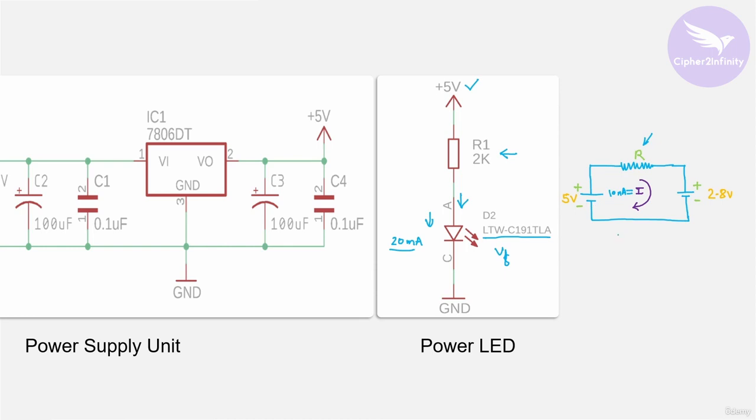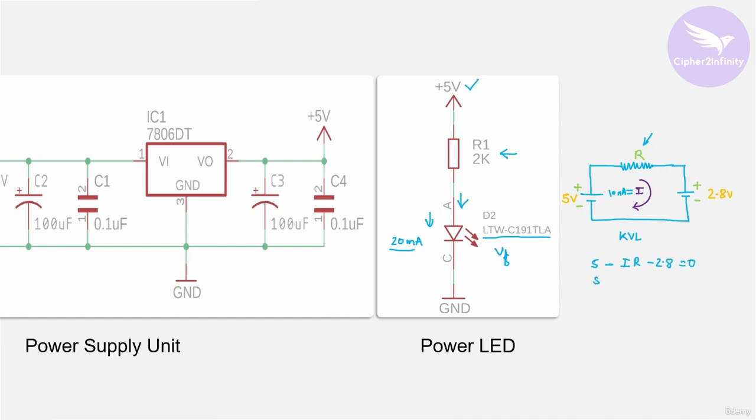Now we will apply KVL in this loop. So let's apply Kirchhoff's voltage law in this loop. The circuitry is very simple, so let's quickly apply the KVL. We are going to get this equation: 5 minus IR minus 2.8 volt is equal to 0.